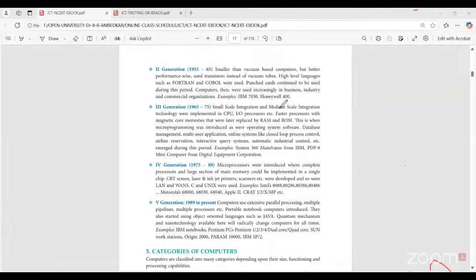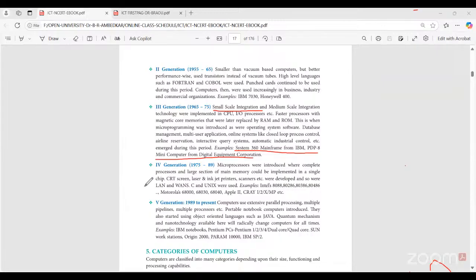In the third generation, they used small scale integrated circuits. The examples for these third generation computers were mainframe, IBM mainframe computers and mini computers. These are the architecture, and the language was a high level language only.